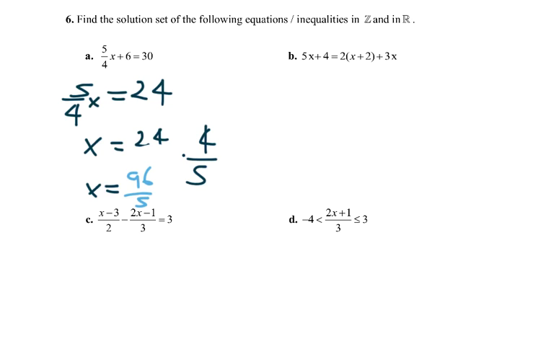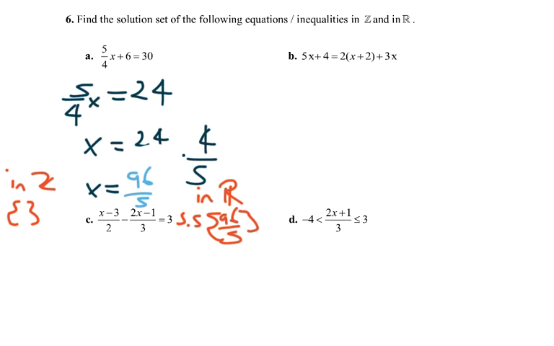And so we want to solve that in Z. Well, is 96 over 5 an integer? No. So in Z, we've got the empty set. Whereas in real numbers, 96 over 5 is a real number. So that is our solution set. It's a bit messy because it's a little bit small.